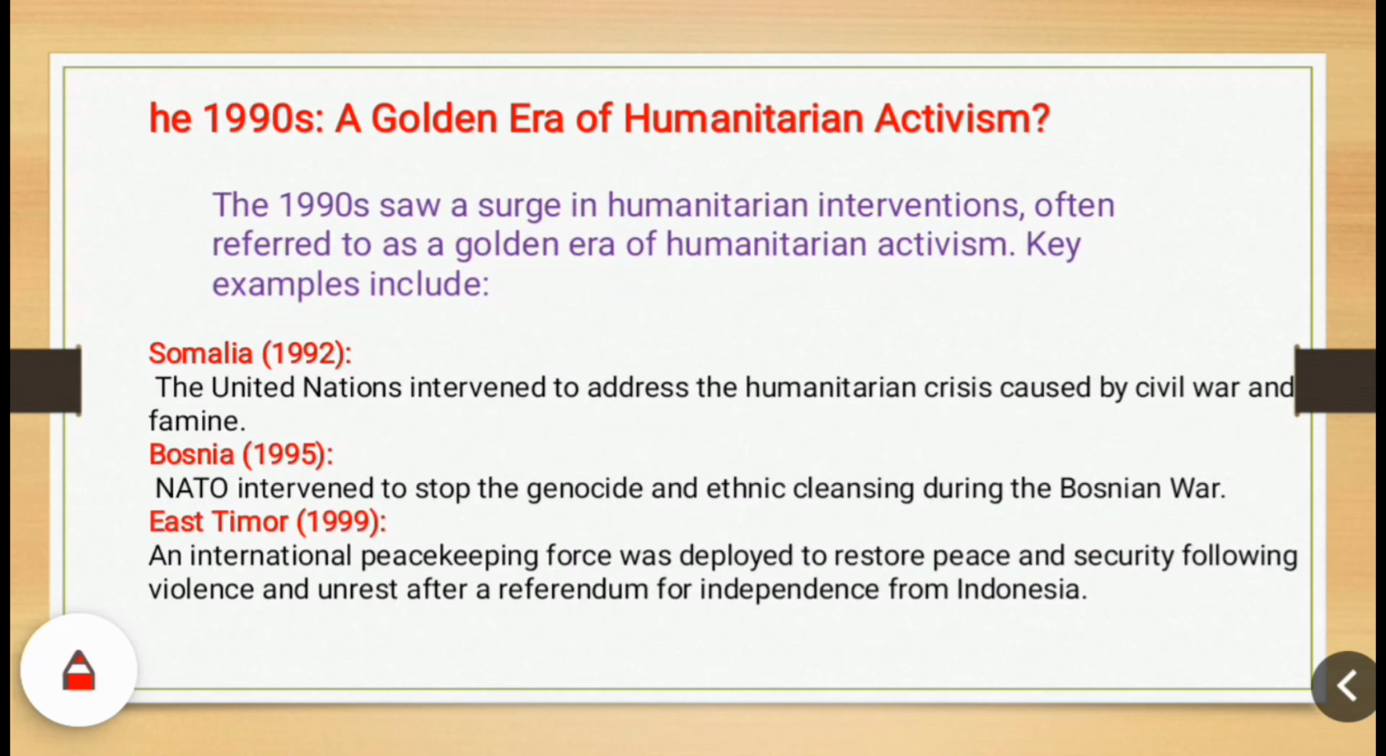The 90s, a golden era of humanitarian activism. The 90s saw a surge in humanitarian interventions, often referred to as the golden era of humanitarian activism. The key examples include Somalia, 1992. The United Nations intervened to address the humanitarian crisis caused by civil war and famine. Bosnia, 1995. NATO intervened to stop the genocide and ethnic cleansing during the Bosnian War.